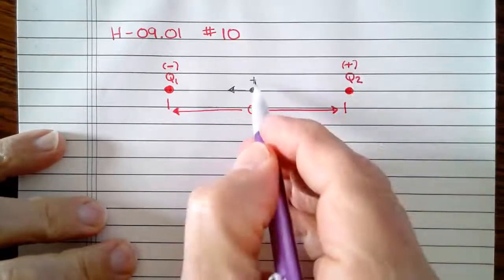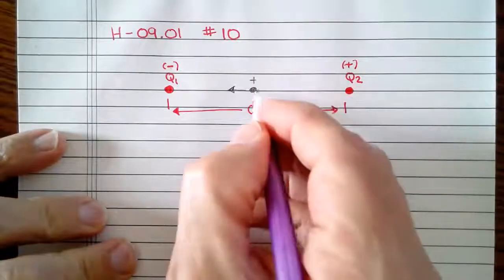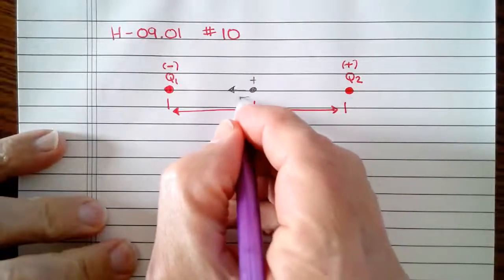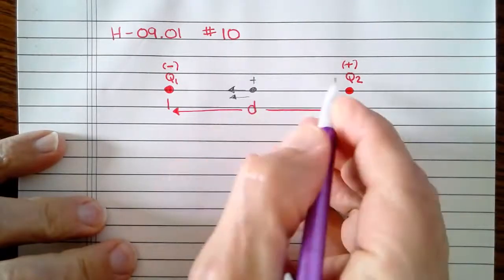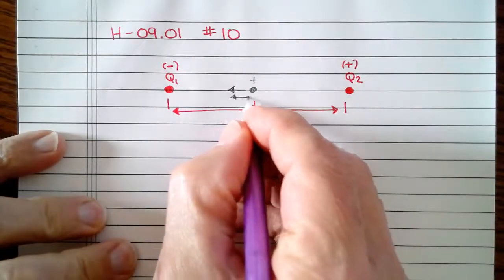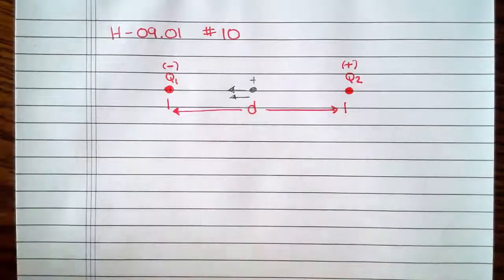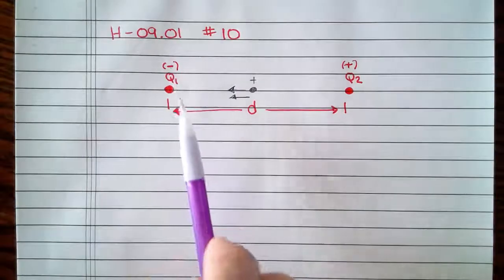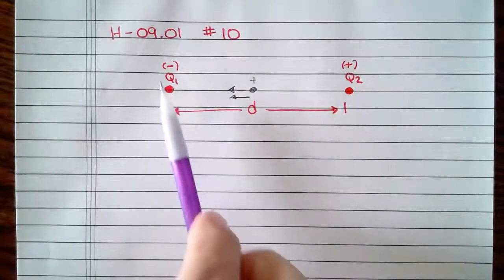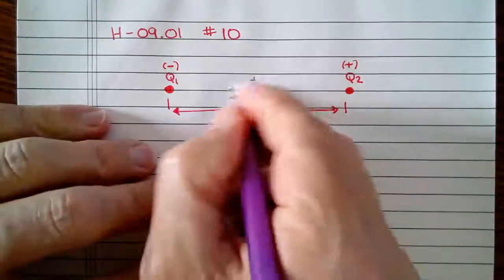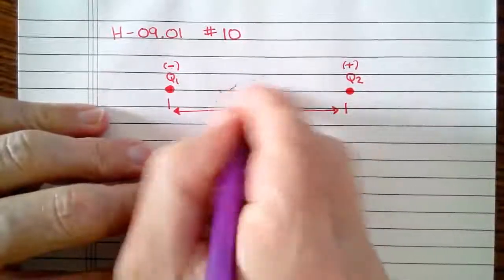But this is positive and that's positive. So there'd be a force on Q3 going to the left also due to Q2. And there's no way those two forces will ever cancel each other. So it turns out that you cannot have a solution between Q1 and Q2 because their signs are different. So we need to figure out a better way to do this.